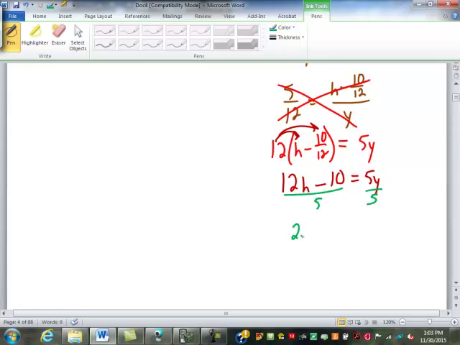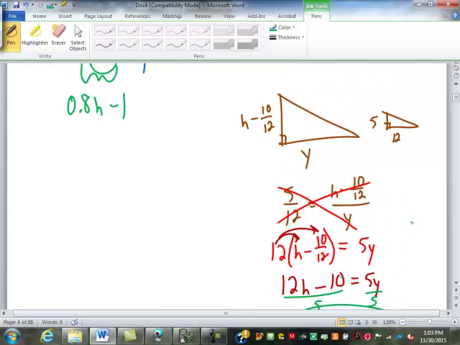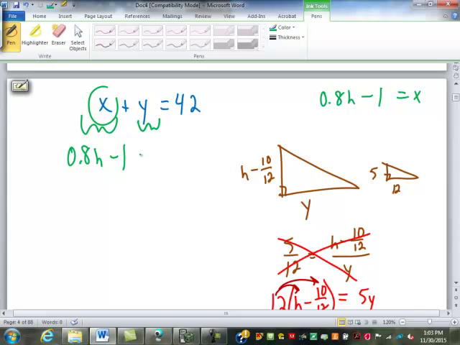12h divided by 5 is 2.4h. Negative 10 divided by 5 is negative 2. So y equals 2.4h minus 2. So I'm going to replace this y with a positive 2.4h minus 2 equals 42.